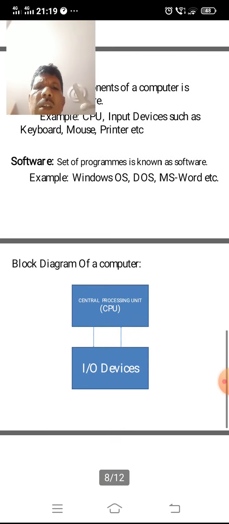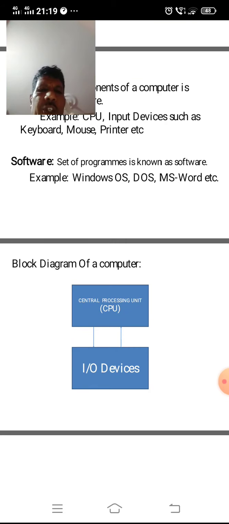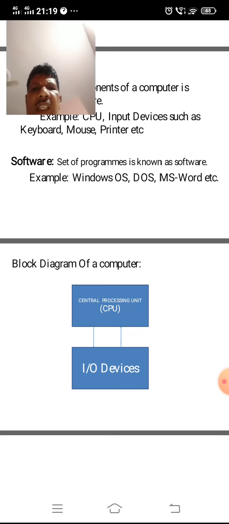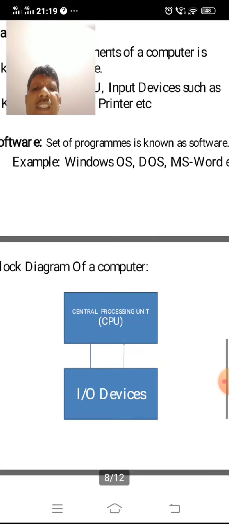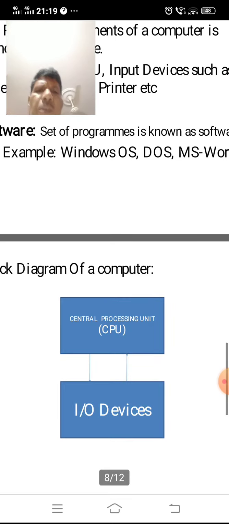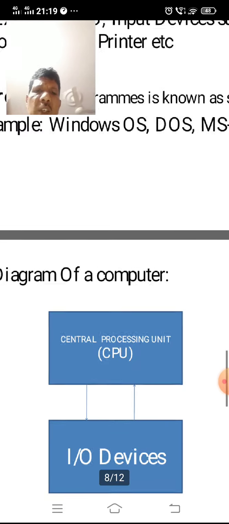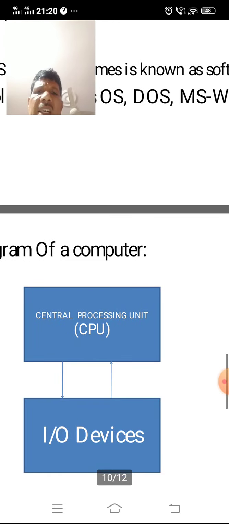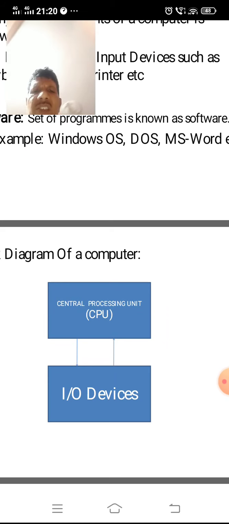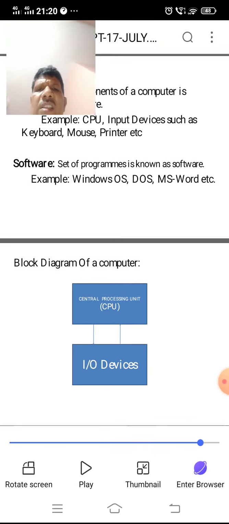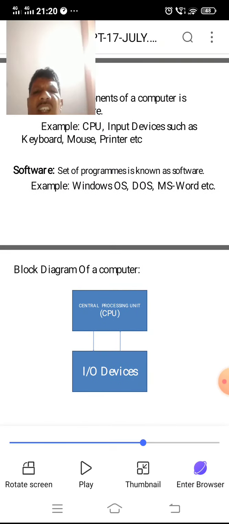Then the basic computer structure is described with the help of the block diagram of a computer. Here the figure is there, the block diagram of a computer, that is CPU and IO devices. Here the CPU is the central processing unit and IO devices are input output devices. The CPU contains three parts: arithmetic logic unit, control unit, and memory unit.